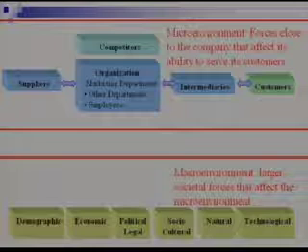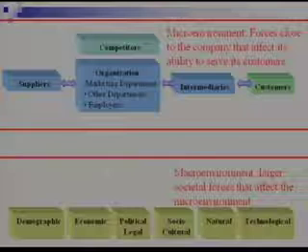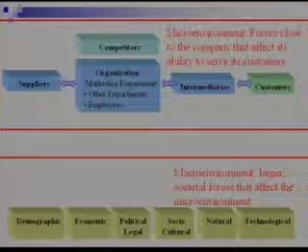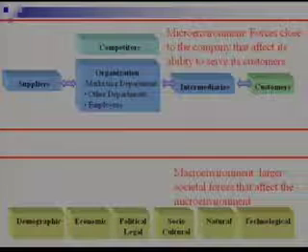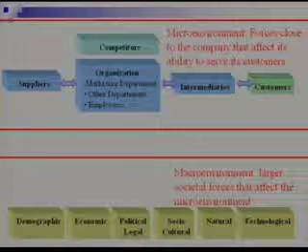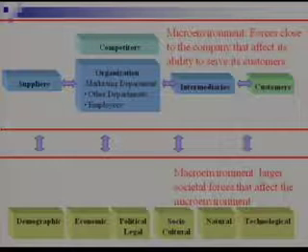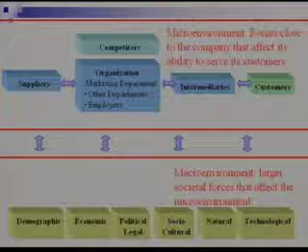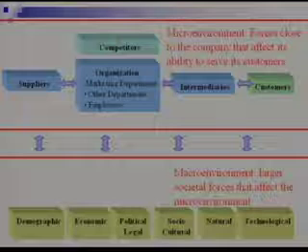So for example, if I look at suppliers, suppliers will directly affect the organization and only affect it, so it's a microenvironmental factor. But a macroenvironmental factor like changes in demographics affects everybody in the microenvironment. Suppliers, the organization, competitors, they affect everybody. So one's on a very small corporate scale, and the other is on a very macro or large societal scale.